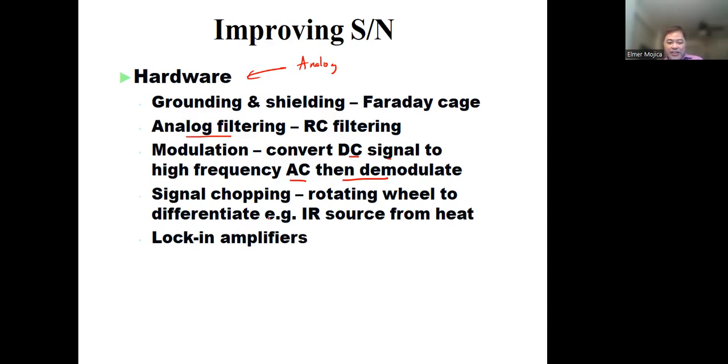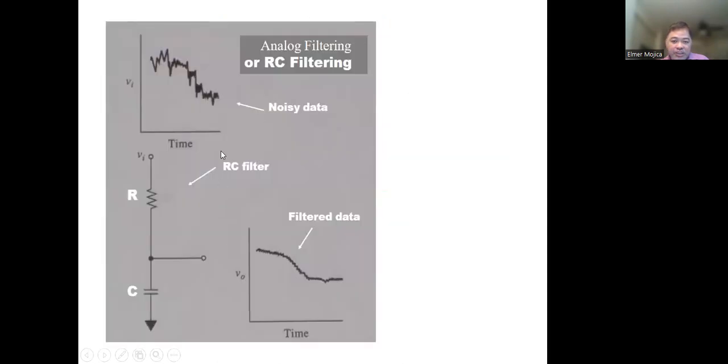One thing that they do in the IR, they have this rotating wheel for what we call signal chopping. And also to amplify the signal, they have this so-called lock-in amplifier. So this is what the analog filtering does, RC filtering. So you have a noise here. If you put an RC filter, resistor and capacitor, what happens? If you pass it through an RC filter, your data become much better. Here you can see the noise is not as high as the one that you can see here.